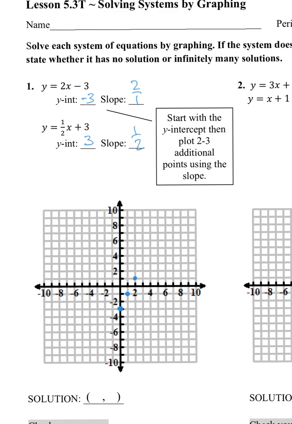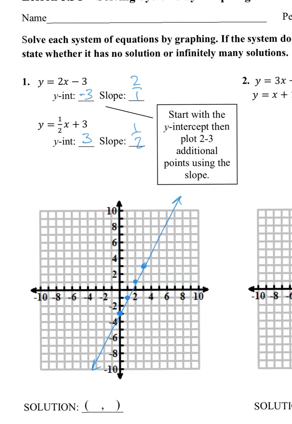4 points, up 2 over 1. Okay, and there's my first set of coordinates. And then I'm going to try to draw myself as straight a line as I possibly can. Okay, so there's my first line.